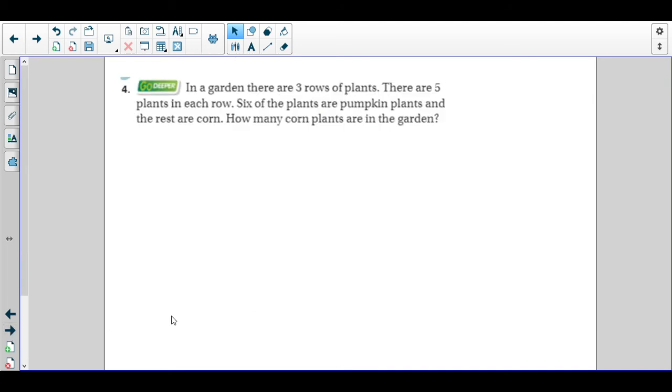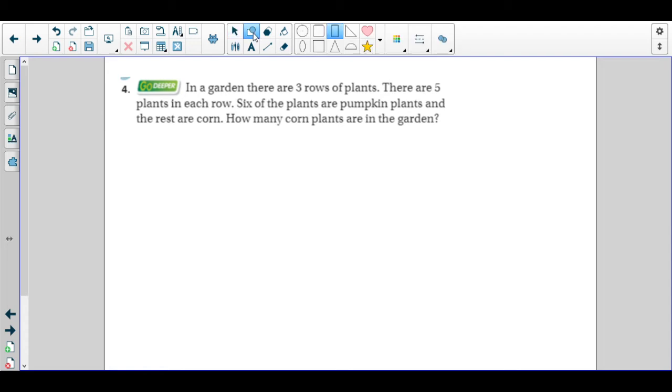Let's go on to number 4. In a garden, there are 3 rows of plants. There are 5 plants in each row. 6 of the plants are pumpkin plants and the rest are corn. How many corn plants are in the garden?